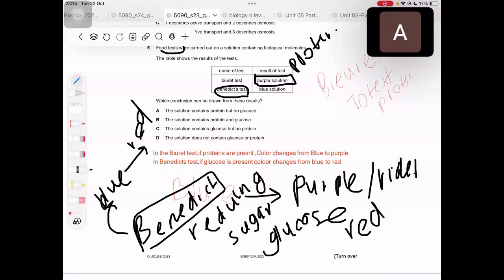Right, so here they have said the result of the test is blue solution. That means no glucose present. Let's go with the answers. A, the solution contains protein but no glucose. Yes, the solution A, you can see it contains proteins but no glucose. Therefore, A is the correct one.